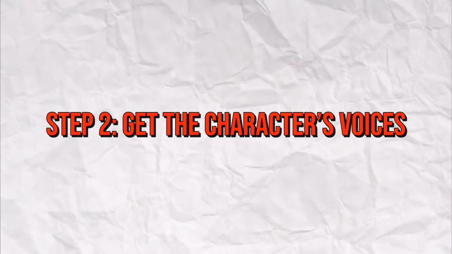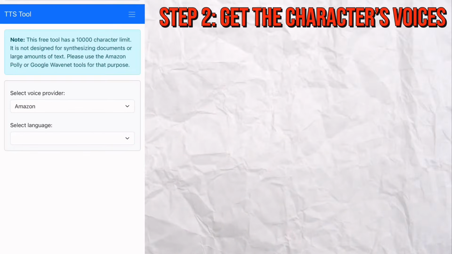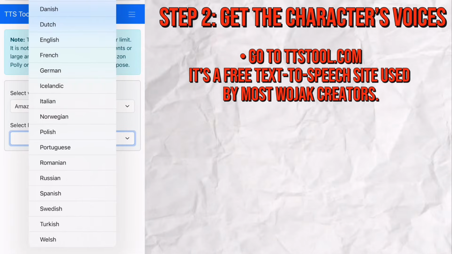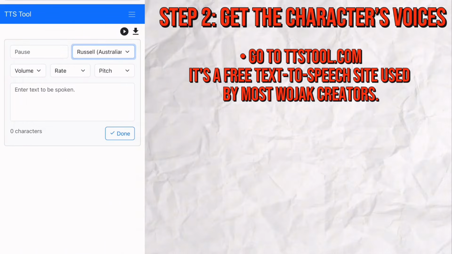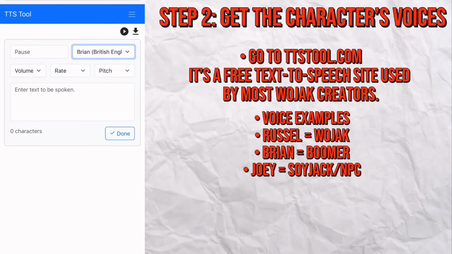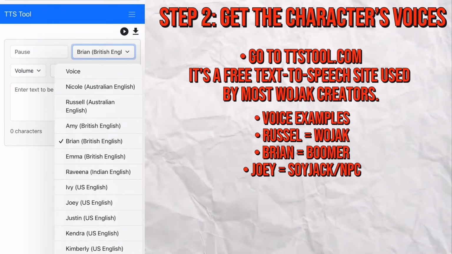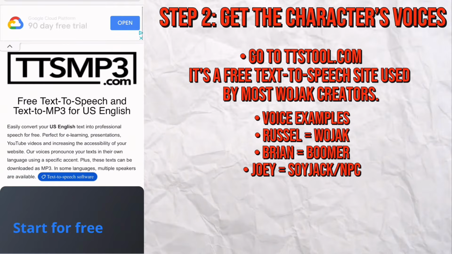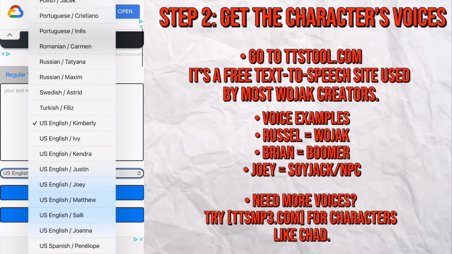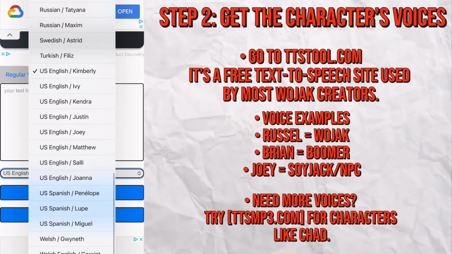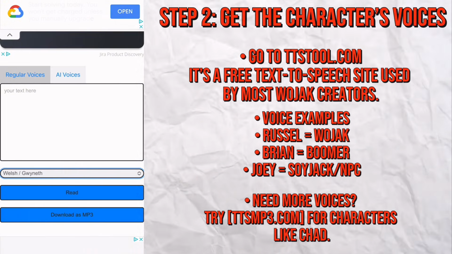Step 2. Get the characters' voices. You can use the website dtstool.com to get the characters' voices. On that website, Russell is the voice of Wojak and Brian is the voice of Boomer. The voice of Joey could be used for an NPC or Wojak. If you're looking for more voice options, like a deep, calm tone for Chad, you can go on to ttsmp3.com. Both sites are simple, free, and beginner-friendly.